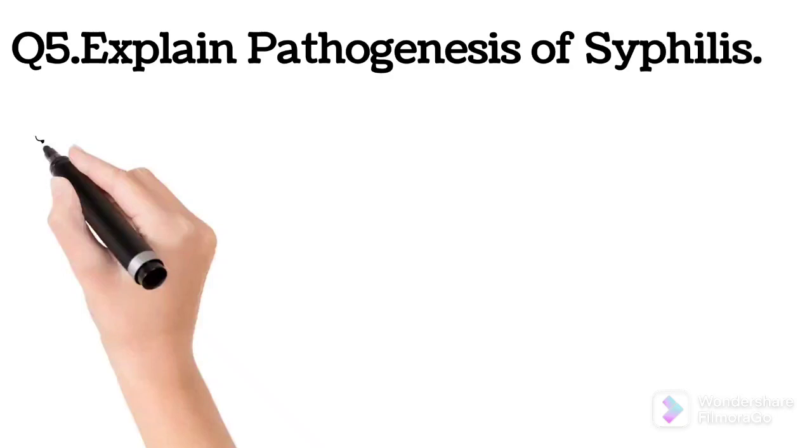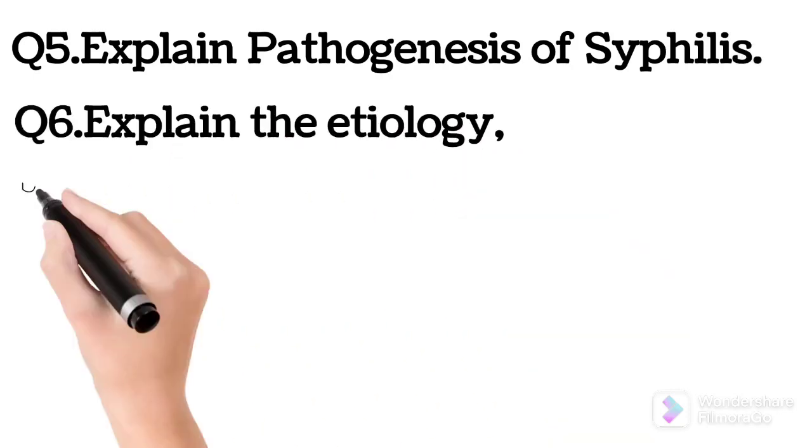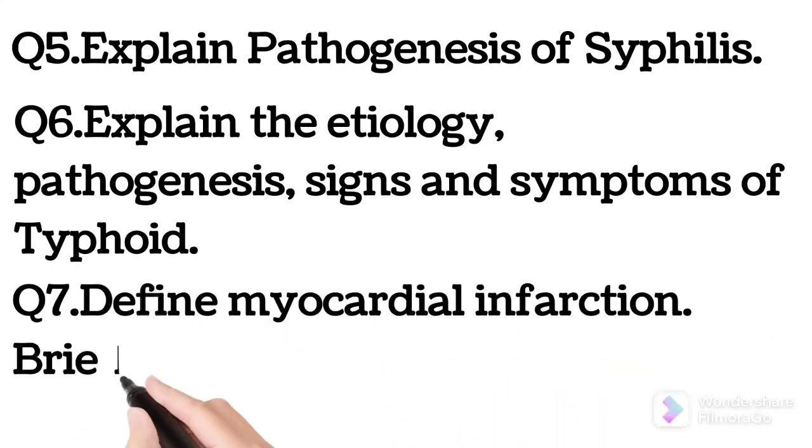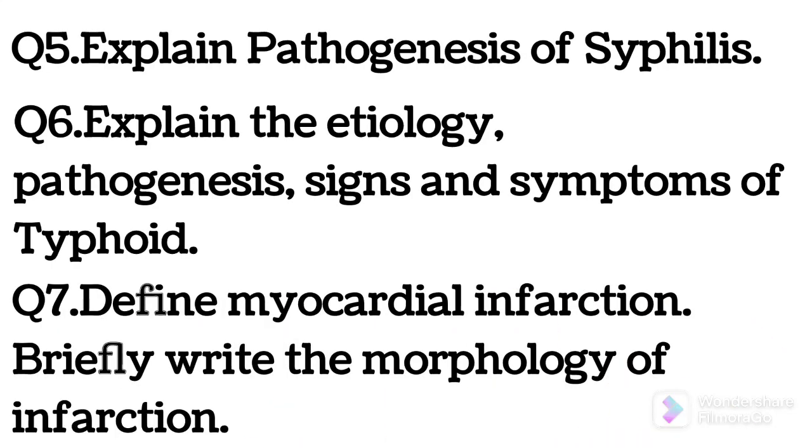Then explain the pathogenesis of syphilis, and I will also tell you at the end how to remember the symptoms and causes, so be with me till the end. Same for syphilis: you know that it is a sexually transmitted disease, write about that. Then explain the etiology, pathogenesis, signs and symptoms of typhoid, a very important one. Here, etiology means causes, both are the same. Write the signs and symptoms and also the pathogenesis of typhoid. And which bacteria does typhoid come from? Salmonella typhi, the causative organism.